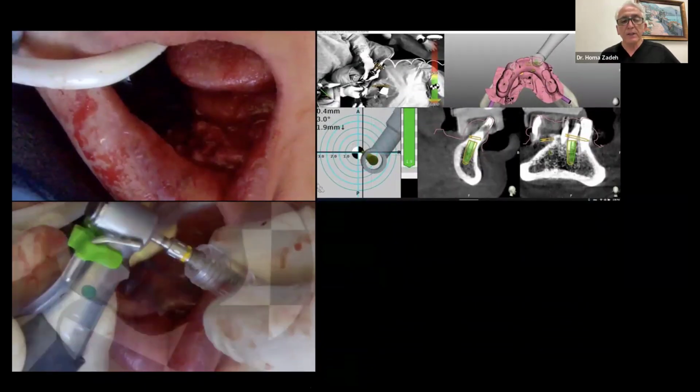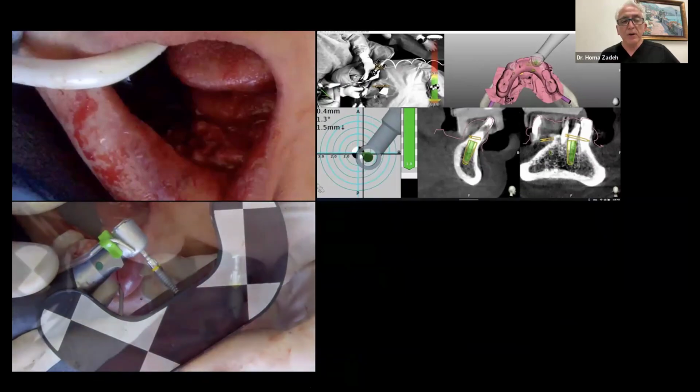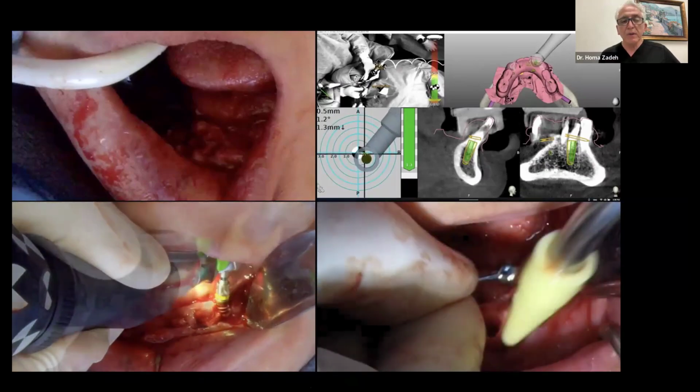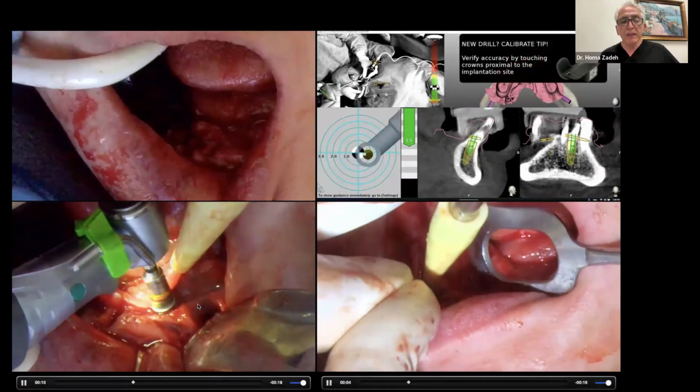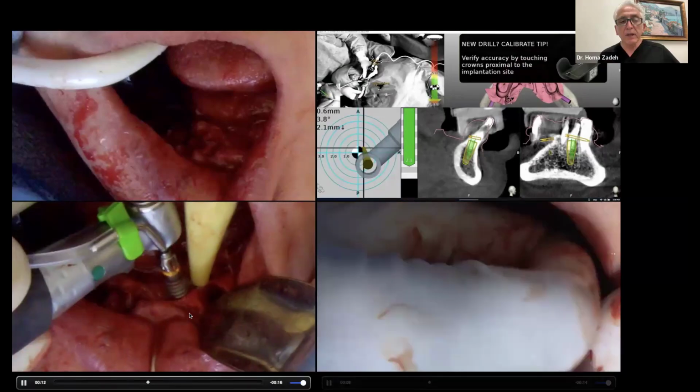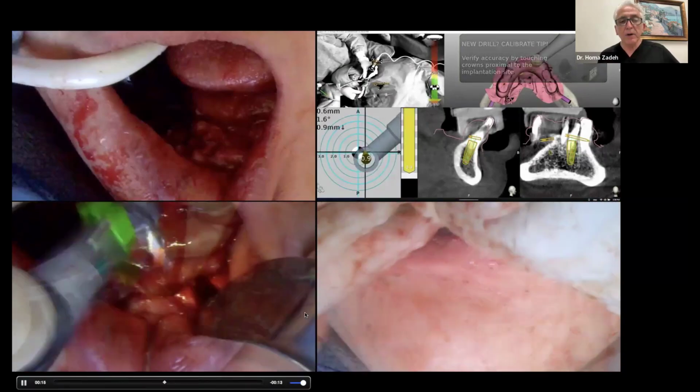And these are the implants. You see the mountless driver. So as we're placing them, you see that very nice primary stability for immediate loading. This one I had to prep a little bit more.